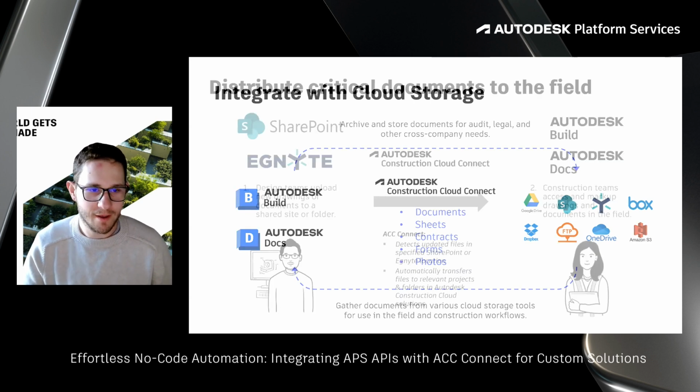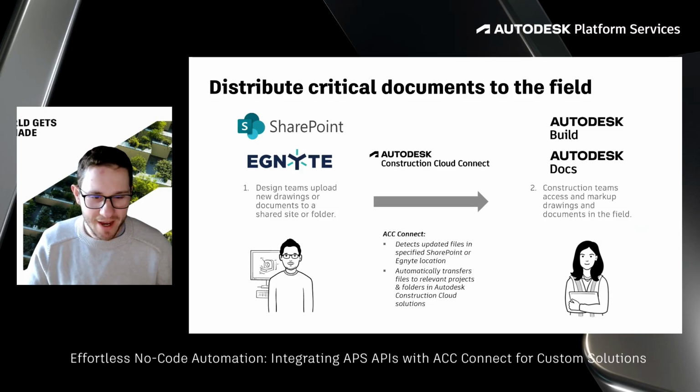A great example here is working with Egnyte or SharePoint. Design teams are working inside of these cloud storage providers on their drawings, or maybe they have some sort of contracts that they're working on there. ACC Connect can detect uploads to a particular folder, if you're using a particular folder to manage these design documents, and then transfer them into the relevant project folders within Autodesk Construction Cloud so that teams in the field have access to these design documents, drawings, contracts, the models, and so forth to work on in the field.